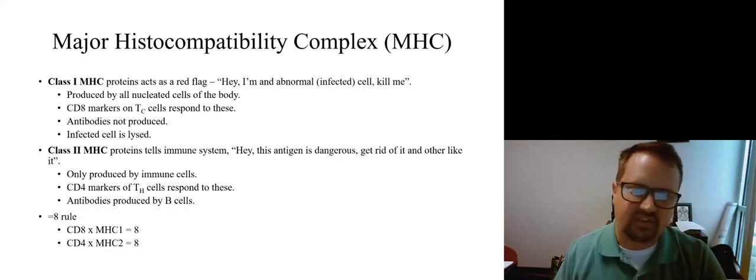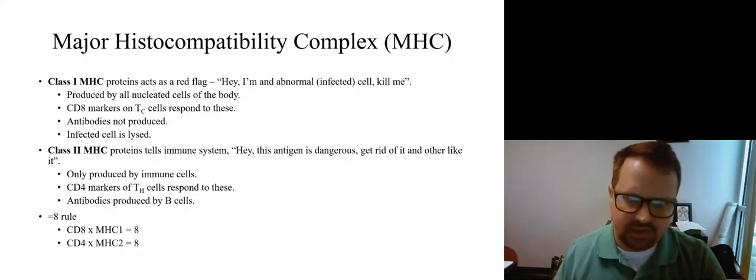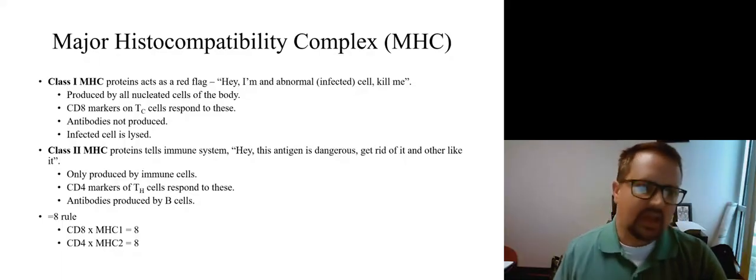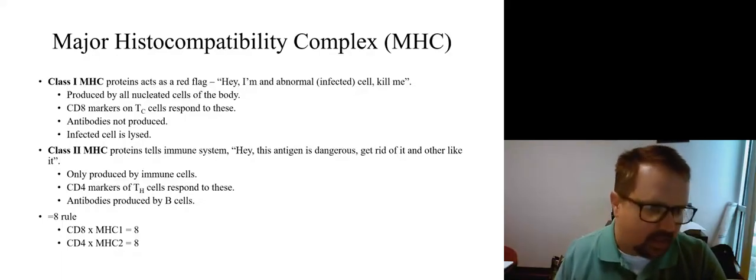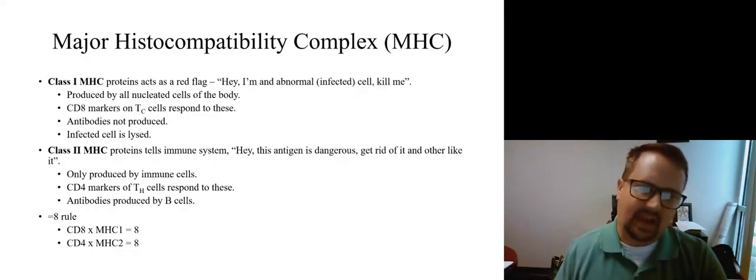MHC2 tells us, hey, this antigen is dangerous. Now, MHC1 says, hey, I'm an abnormal cell, I'm infected, kill me. MHC2 says, hey, this antigen is dangerous, get rid of it, any of them like it. It's only made by immune cells. They have CD4 markers on their T cells that respond to it, and antibodies are produced.